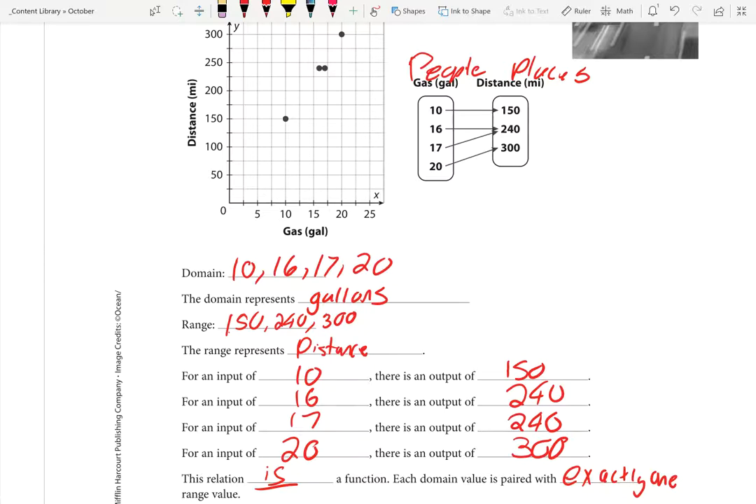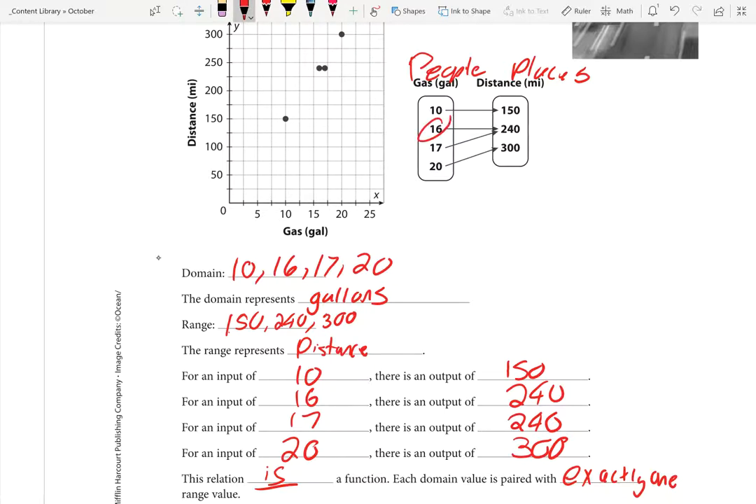One person can't be at the grocery store and at the movies at the same time. They can't be in two places at once. That's why it wouldn't be a function if you ever had that. However, you can have multiple people go to the same place.